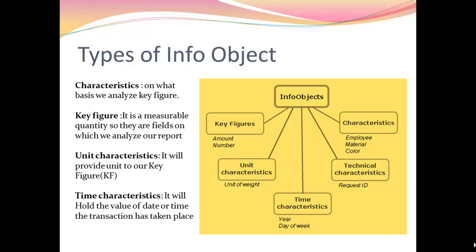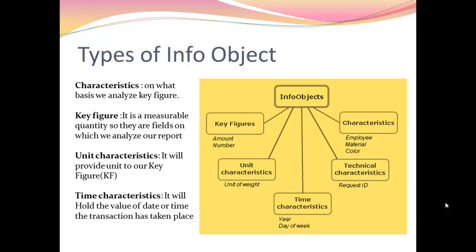The first one is characteristic. It defines on what basis we will be analyzing our key figures. To explain it, we can take an example of employee, material, or color. These are the things on which we will be analyzing the key figures. And what are key figures? It is purely a measurable quantity which is used to analyze our report.